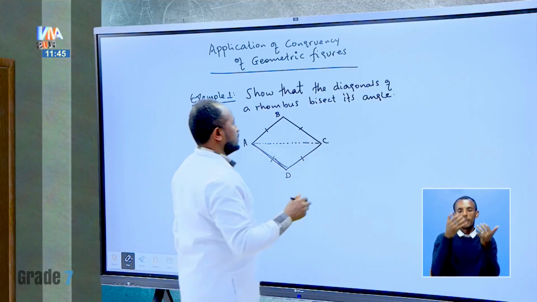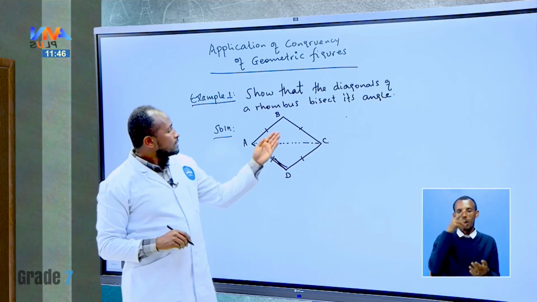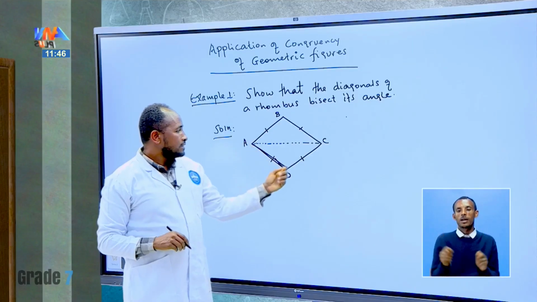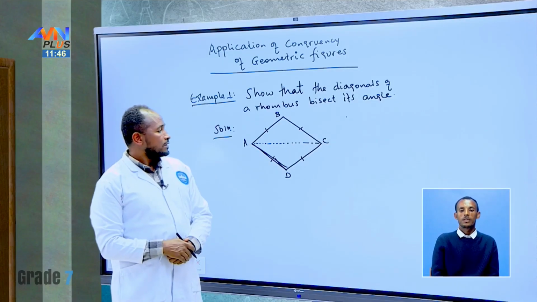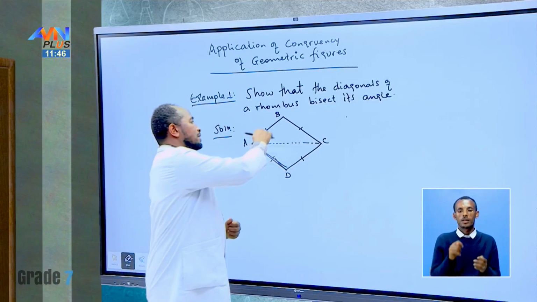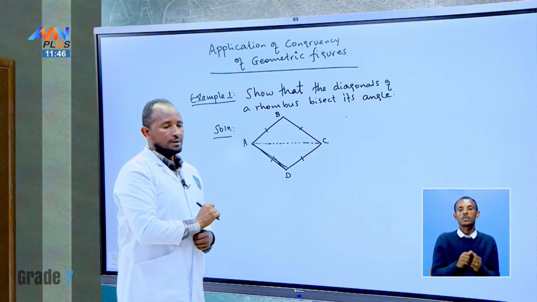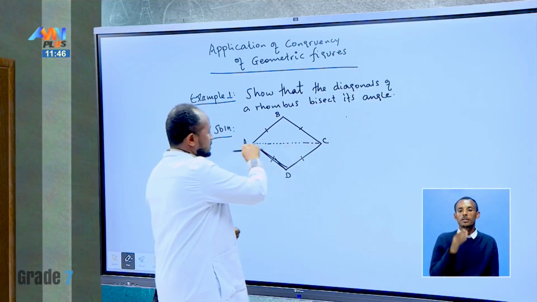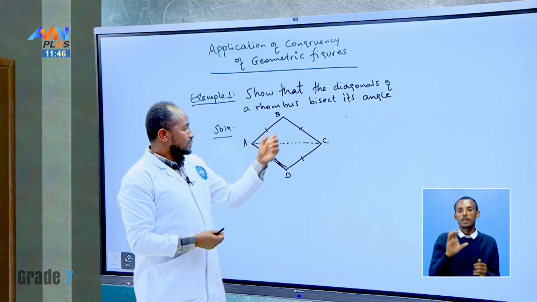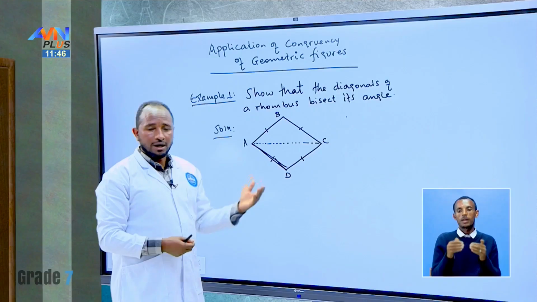Okay, now, to show this, look at triangle ABC and triangle ADC. What do you see from these two triangles? In triangle ABC, the two sides are congruent with these two sides, and side AC is common for both triangles. So, these two triangles are congruent by the side-side-side theorem.